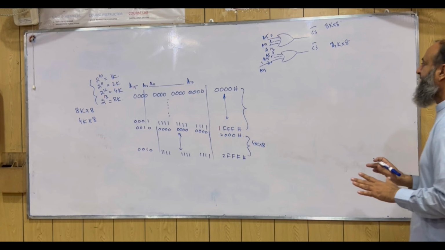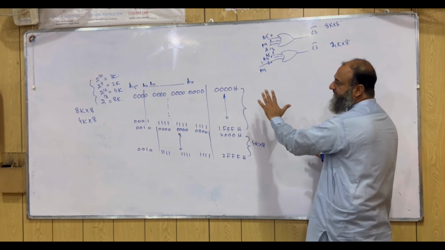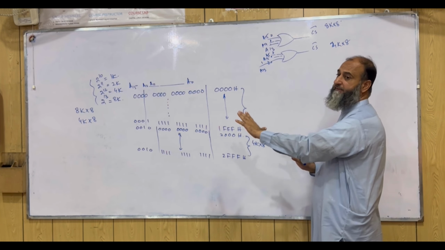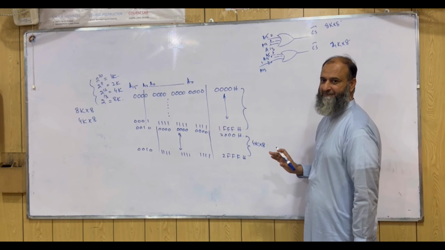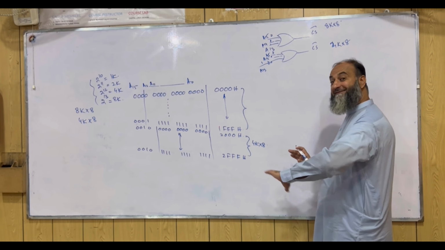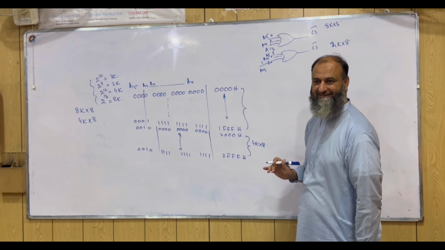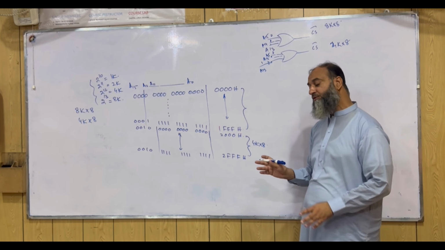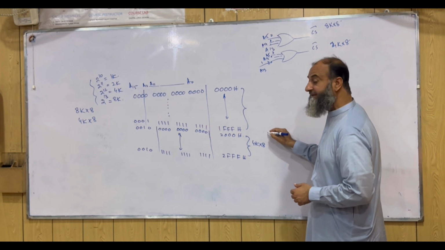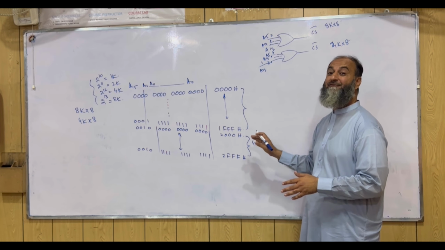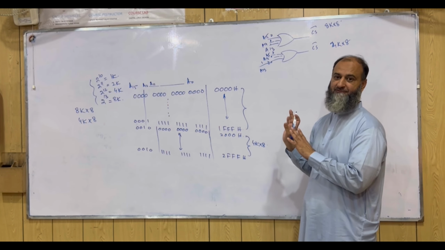So you see that the first memory has got unique addresses, but the second memory doesn't have unique addresses. It has got multiple addresses. The second memory is basically partially decoded. It's not fully decoded there. There is a problem in this.